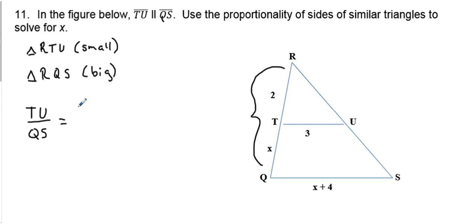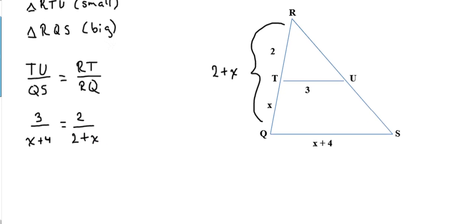So TU over QS is equal to RT over, I'm sorry, not TQ, but RQ. I apologize for that mistake. So let's figure out what we're going to plug in. TU is 3. QS is X plus 4. RT is 2. Now, RQ, the distance from here to here, is this 2 and this X. Therefore, it is 2 plus X. So I have to write 2 over 2 plus X. If you put 2 over X, that's incorrect.